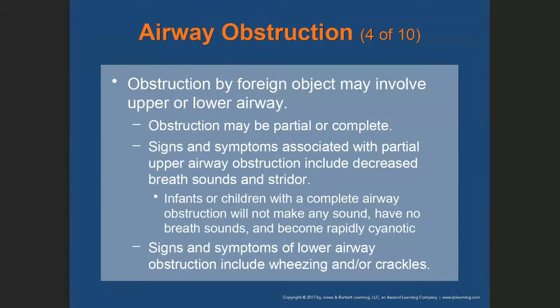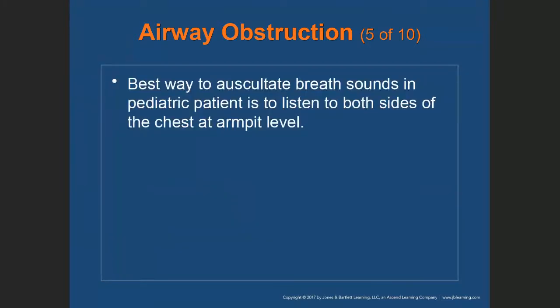Signs and symptoms associated with partial upper airway obstruction include decreased breath sounds and stridor. Infants or children with complete airway obstruction will not make any sound, have no breath sounds, and become rapidly cyanotic. Signs and symptoms of lower airway obstruction include wheezing and/or crackles. The best way to auscultate breath sounds in pediatric patients is to listen to both sides of the chest at the armpit level. Important information.